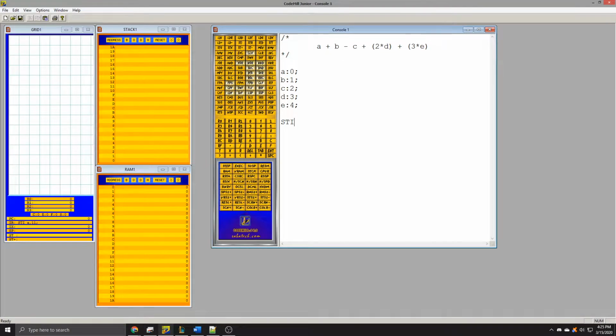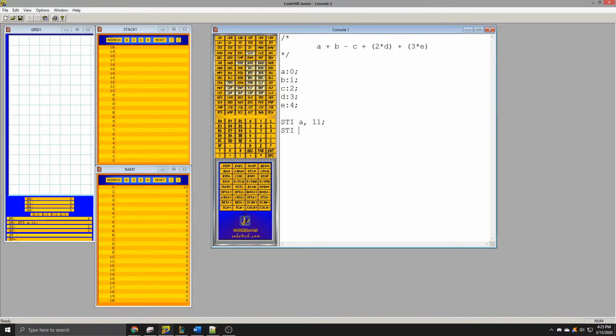So STI, store in the RAM location A the value 11. So what I'm saying here is store in location A, which is right now 0, the value 11. So it's going to store down here at address 0, which is A, the value 11. So let's step through this. A, there you go, it's 11.